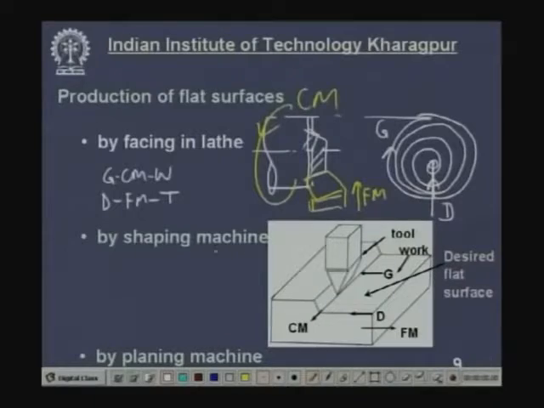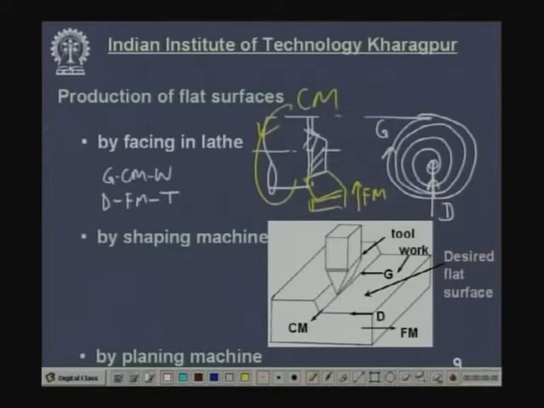Now, next in shaping machine, how flat surfaces are produced. In shaping machine, this is the cutting tool, this is the workpiece, this is the flat surface which is being produced, and this is the excess material which has to be removed gradually. Now, what are the motions involved? The cutting tool reciprocates in this direction, so the tip of the tool moves along this path. That is the cutting motion, and the workpiece moves in this direction slowly. So, this is a feed motion.